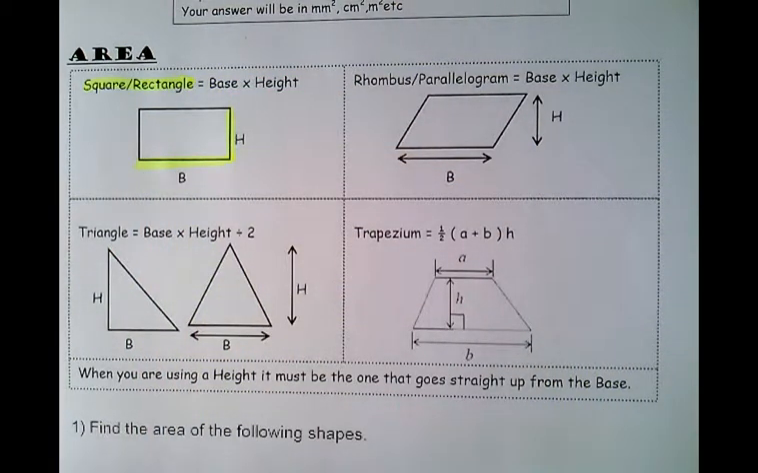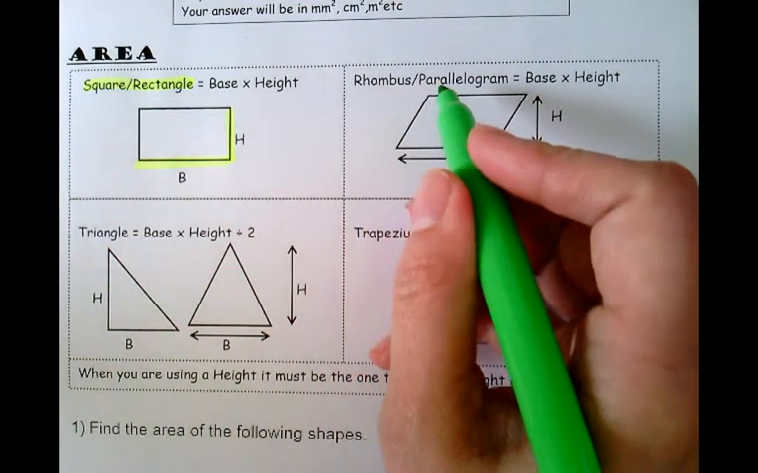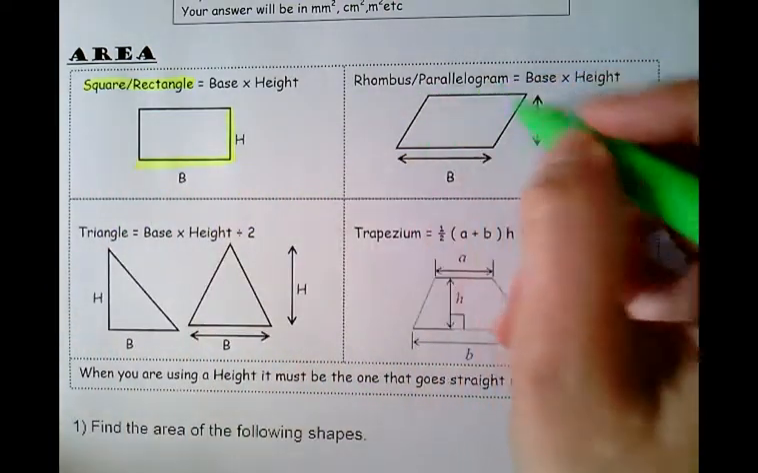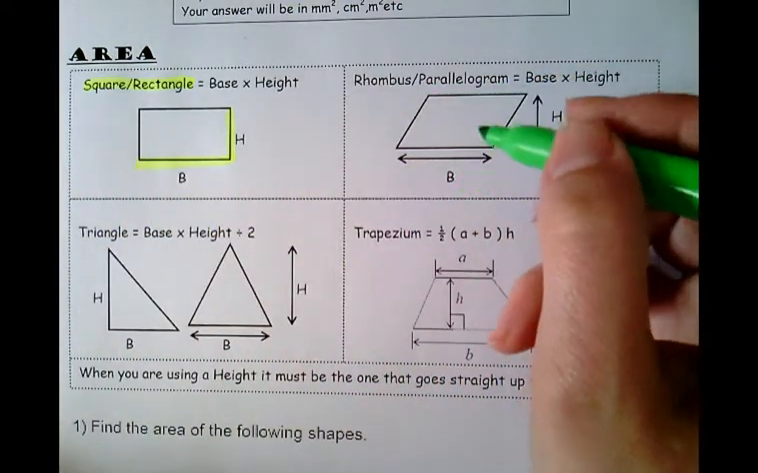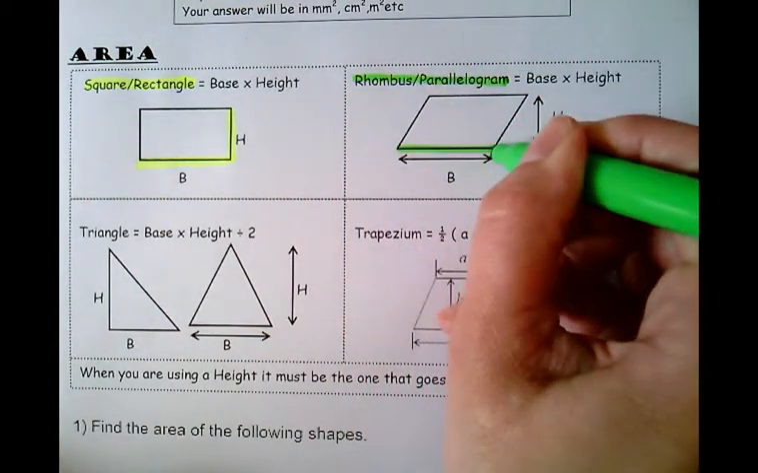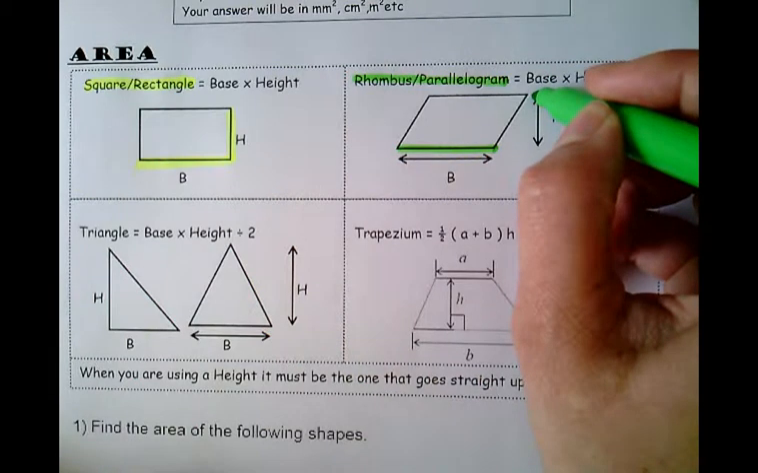For a rhombus or a parallelogram then, it's actually exactly the same formula, because a rhombus and a parallelogram is just a square or a rectangle slanted over. So the angles change inside but the area doesn't change. So a rhombus or a parallelogram, it's just the distance across times by the distance going up.